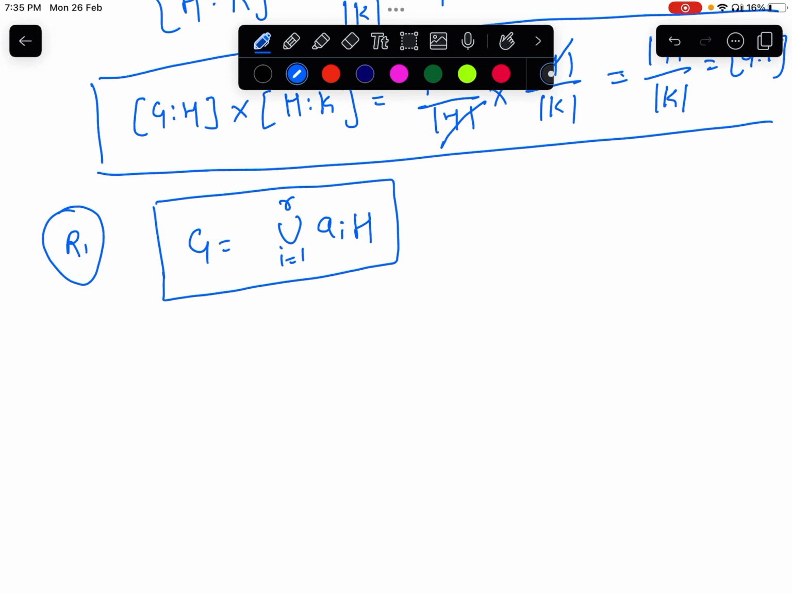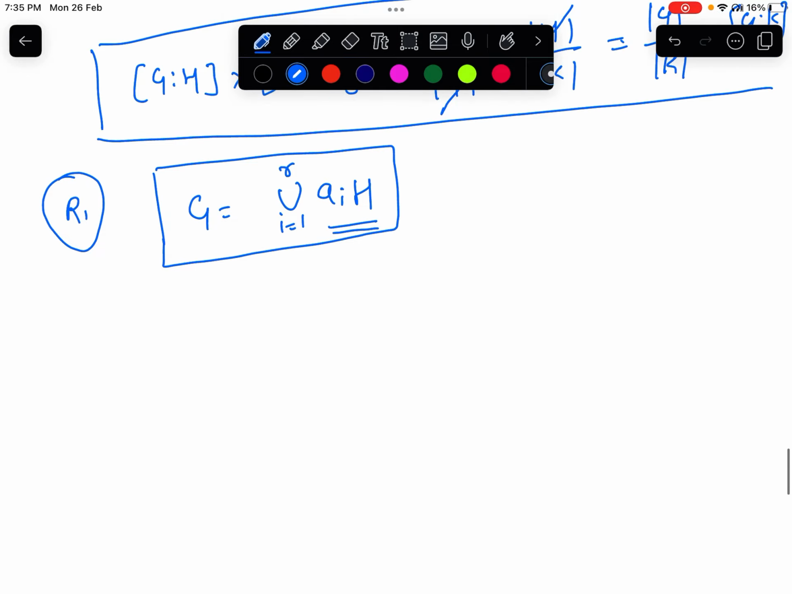So we know that it means G can be decomposed or partitioned into distinct left cosets. For that we need to define an equivalence relation. Let us define a relation: a is related to b if and only if a inverse b belongs to H. First of all, we need to prove that this is reflexive.